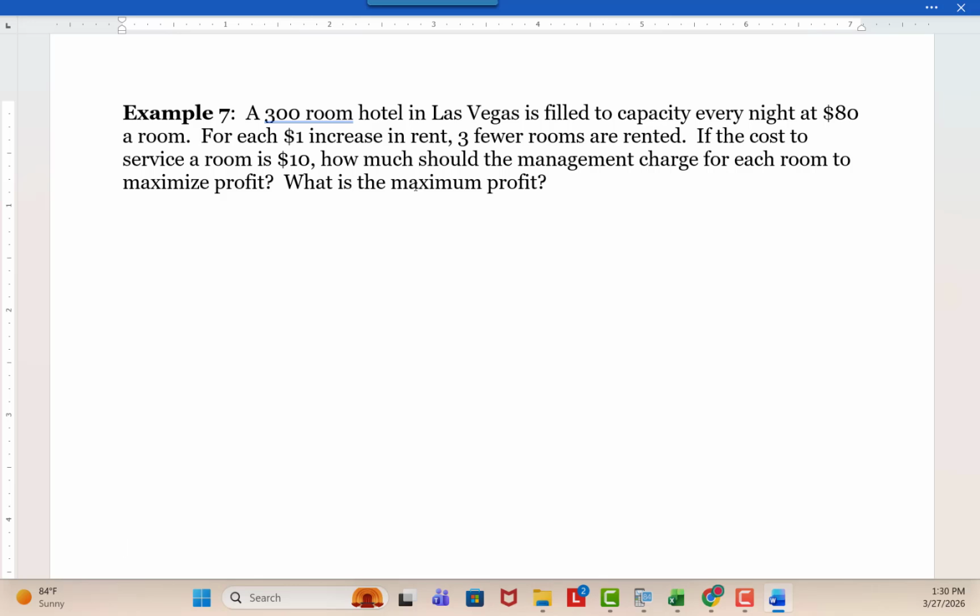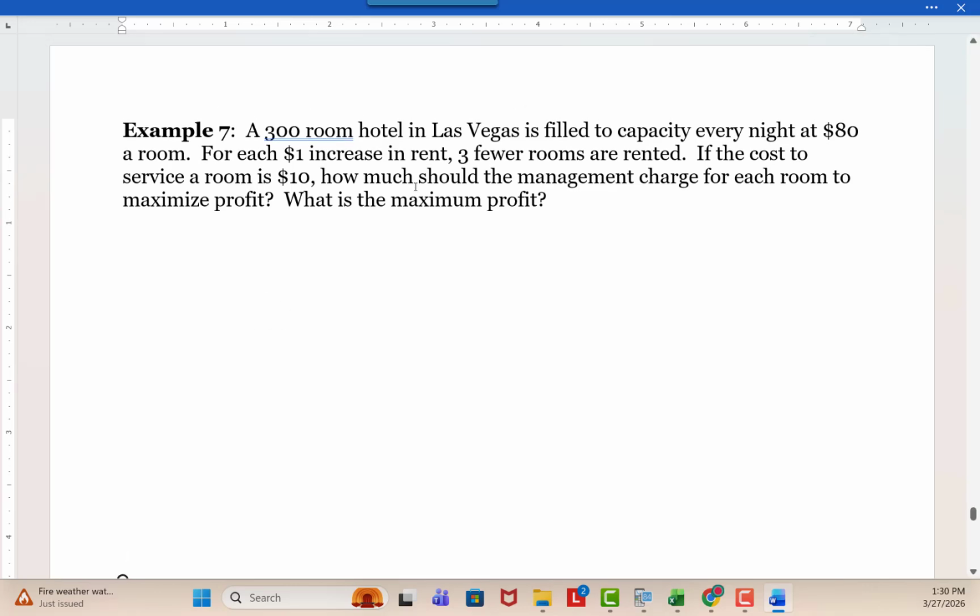Okay, so our goal here is to maximize the profit. And the thing that we need to make a decision about is how much to charge for rent above the $80 per night price. So I'm going to let x be the number of $1 increases in rent, which means that the rent for a night is 80 plus x.